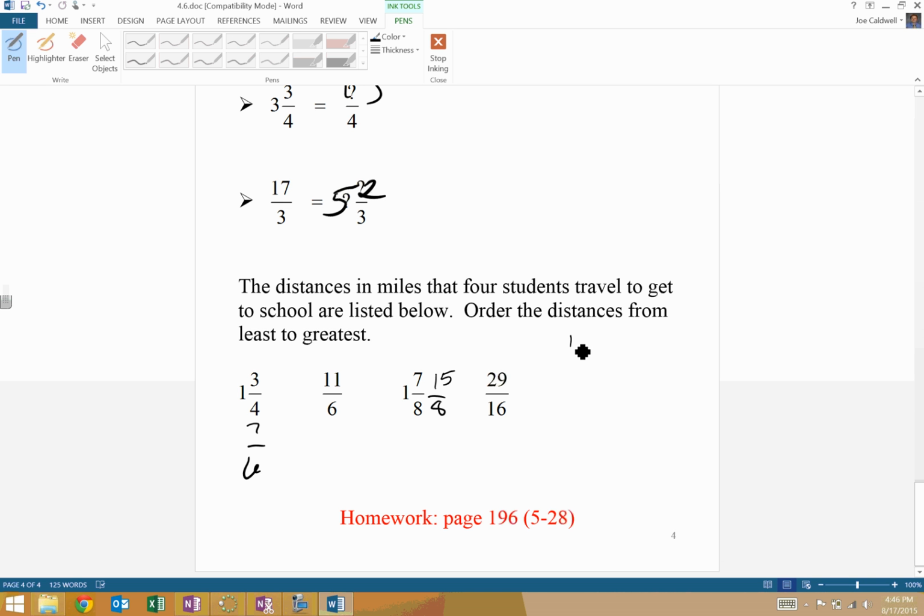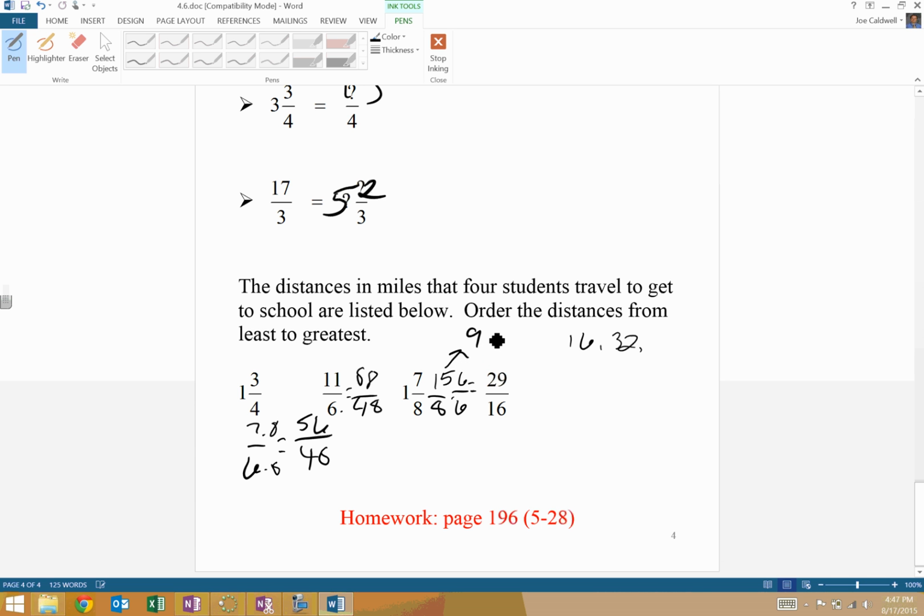So we need to start listing. 6 does not go into 16. What about 32? Nope. What about 48? 48 is an option. So 48 will be our common denominator. So times 8, times 8, we get 56. For this one, we need to do times 8 as well. We get 88 over 48. This one times 6. 15 times 6 is 90.